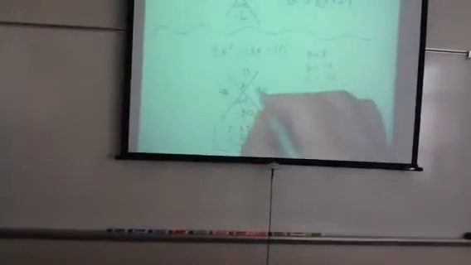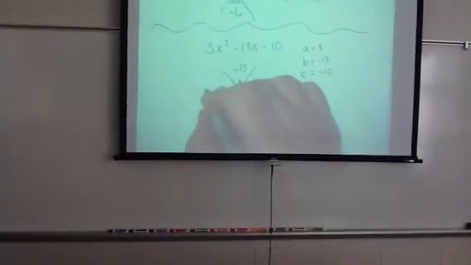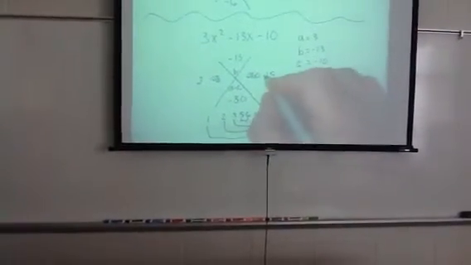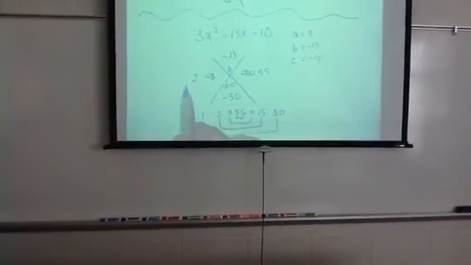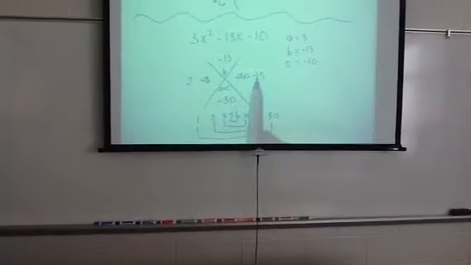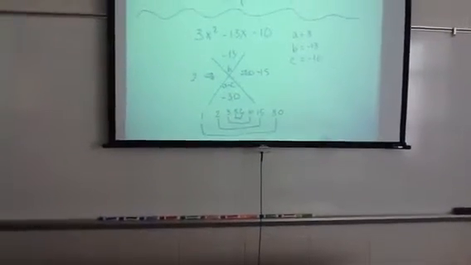So I go back to my list, I get rid of those. And next, let's try a 2 and a 15. If I go negative 15 and positive 2, negative 15 times 2 is negative 30. Negative 15 plus 2 is negative 13. Oh, there we go. I think we have it now.